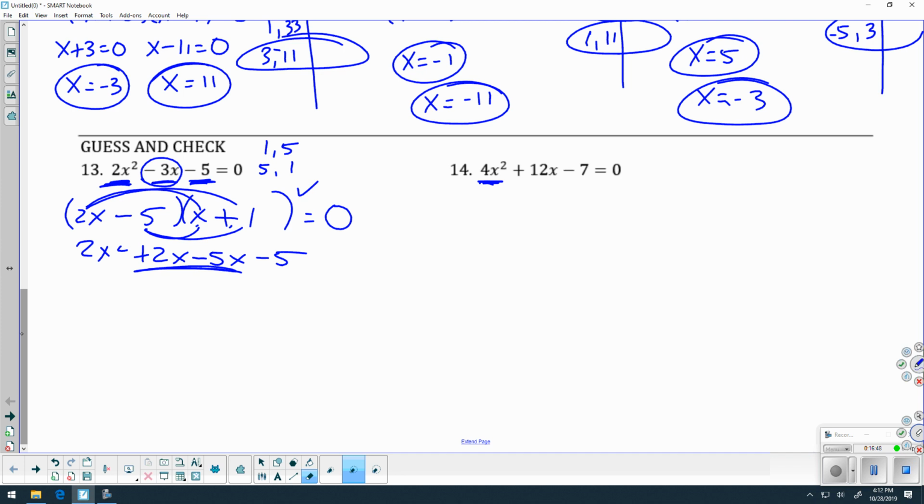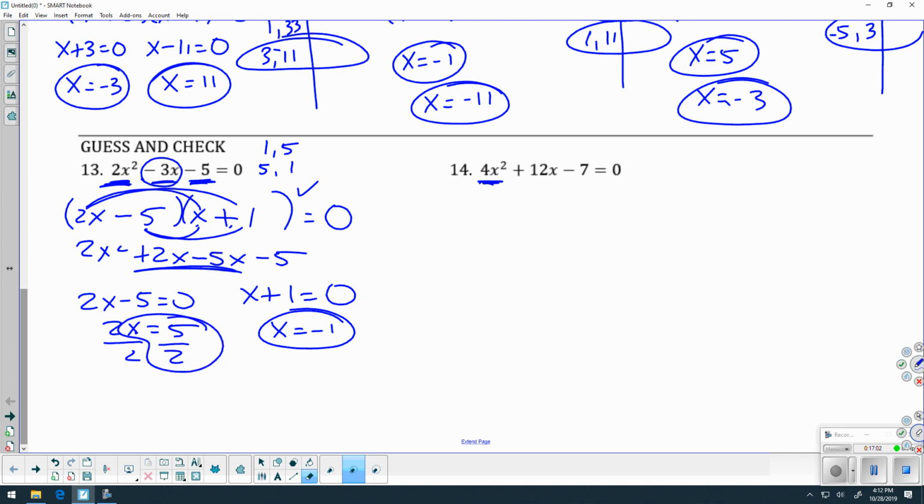Now we need to solve it. So I set 2x minus 5 equal to 0. I set x plus 1 equal to 0. So I'll get the easy answer first. That's negative 1. Adding 5 to both sides and then dividing by 2, you get 5 over 2 as your second solution. Okay, so I know it's not always the easiest, but as you can see, if you don't get it right the first time, you just switch things around. Not a big deal. Okay?